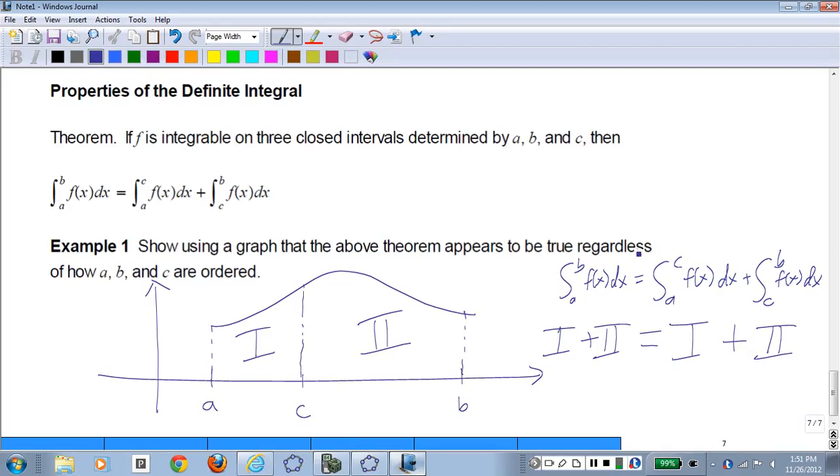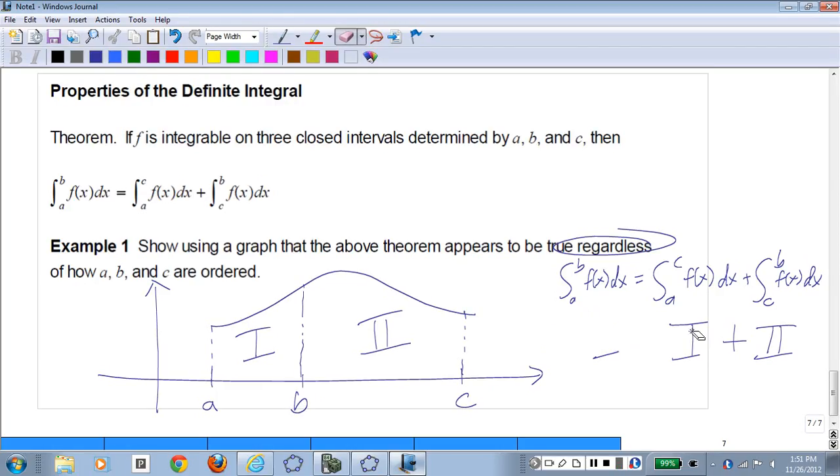But then it says, regardless of how a, b, and c are ordered. So there are 5 other permutations of a, b, and c, putting them in order from left to right, that we haven't considered. Let's consider 1 or 2 others. What if I take the c and put it there, and the b and put it there? Now what do we mean by the integral from a to c?